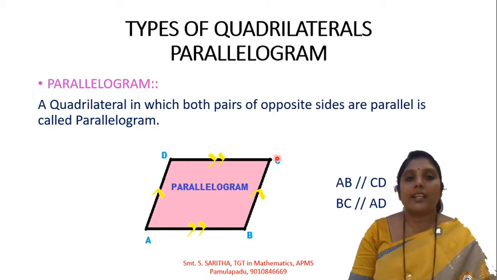Now in this quadrilateral ABCD, we observe that AB is parallel to CD. Also, BC is parallel to AD. We are observing that both pairs of opposite sides are parallel. If both pairs of opposite sides in a quadrilateral are parallel, such type of quadrilateral is named as parallelogram. So, a parallelogram is a quadrilateral in which both pairs of opposite sides are parallel.